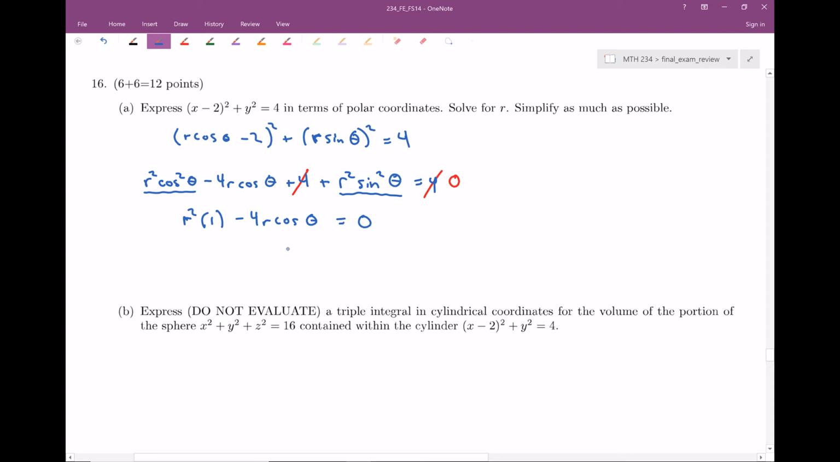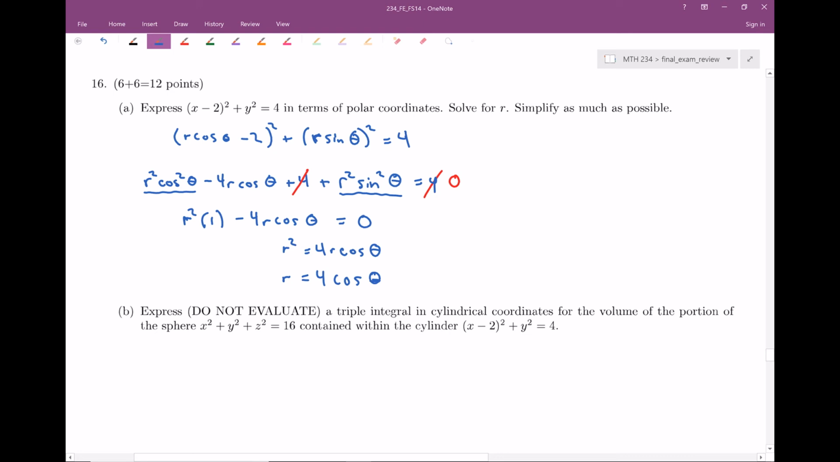So now let's go ahead and rearrange, and I'm going to get r² equals 4r cosθ. And assuming that r is not equal to 0, then we wouldn't have any problem with just canceling an r on both sides. So I'm going to get r equals 4 cosθ.